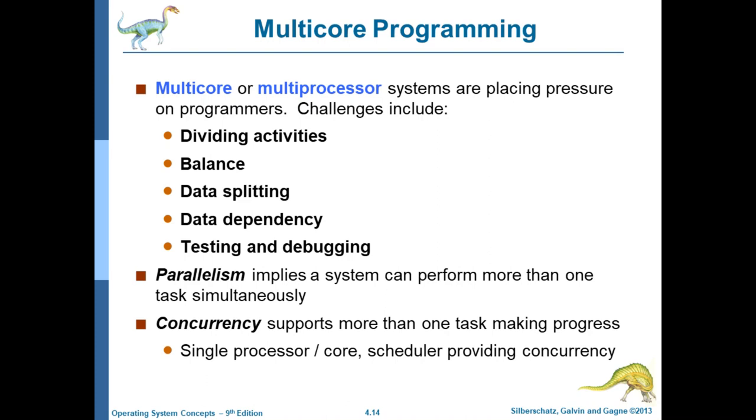A fifth challenge is testing and debugging. This means finding and fixing errors in multicore programs. For example, if we have a program that uses shared variables or resources among different cores or processors, we may need to ensure that there are no race conditions or deadlocks that can cause incorrect results or crashes.